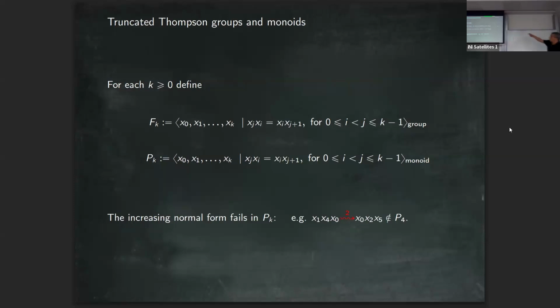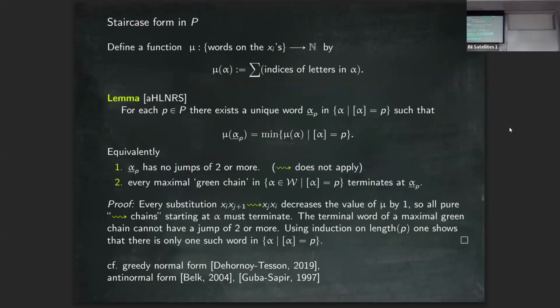The problem is that if you now want to compare words in P_k, the increasing form may take you outside P_k. For example, this word here is in P_4, but when you move this one over to remove this inversion, a 5 appears, which is not in P_4. So increasing index doesn't work. You don't have a reduction. You don't know how to solve the word problem in P. You need another way of reducing.